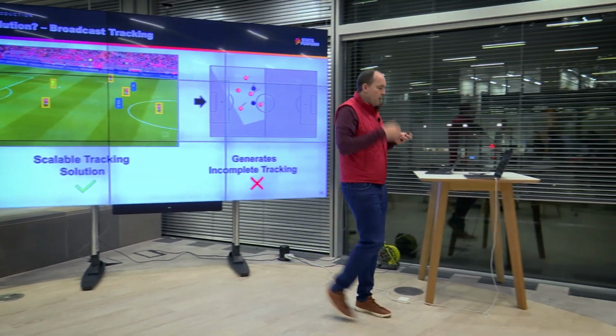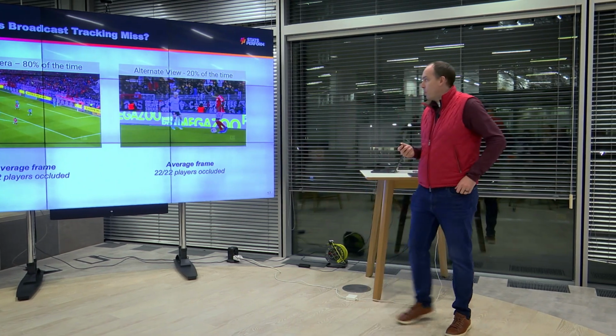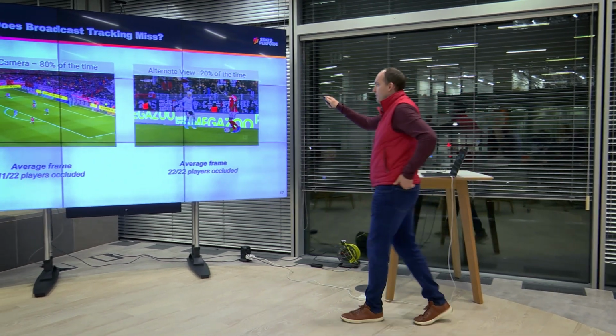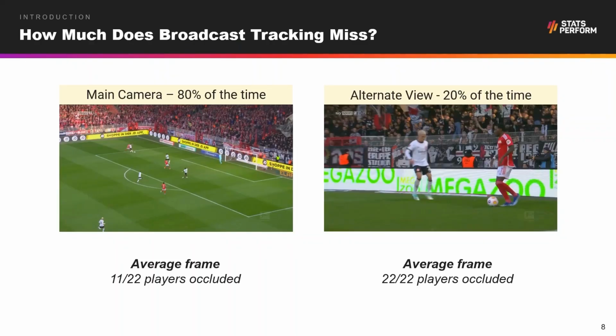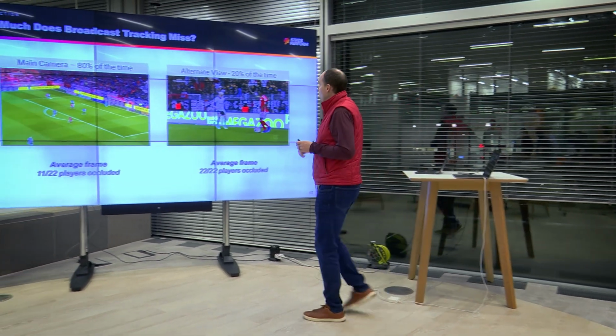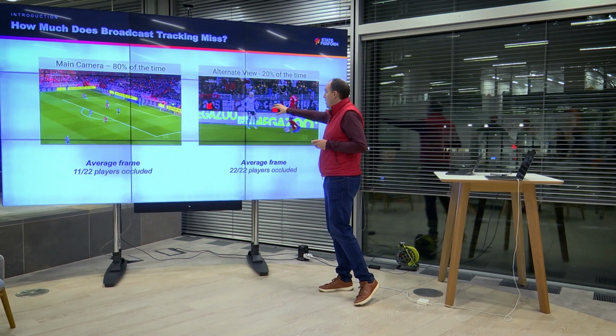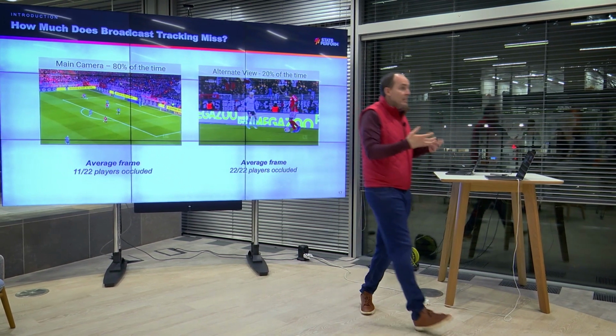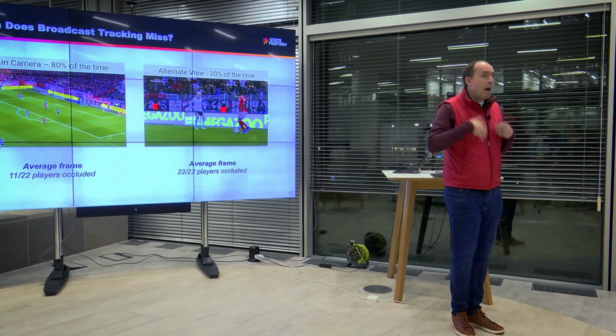There are players out of screen, but a bigger problem, and I'll highlight it here on the left, is that to do broadcast tracking, you need the main camera. And this is an extreme example. This is from the Bundesliga, and 80% of the in-play was actually just from this main camera. 20% was from the close-up. Play was actually happening, a lot of action, a lot of passes were occurring, but we actually weren't capturing that via broadcast tracking.